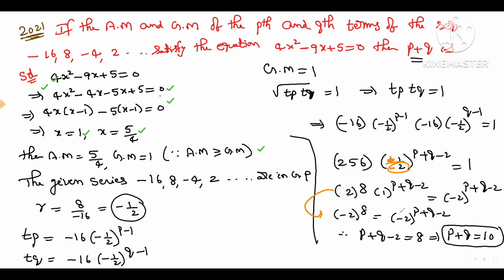Both are the same, because the right side is minus 2 power P plus Q minus 2. If the base is equal, powers are equal. 8 is equal to P plus Q minus 2. P plus Q, we get 10. What is the answer? 10.